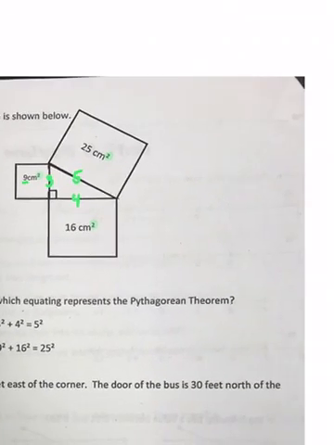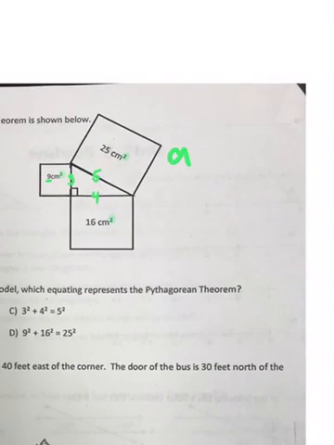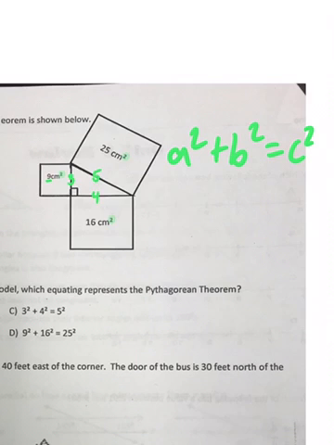If I were to plug that into the Pythagorean theorem, which is a squared plus b squared equals c squared, well, this left side's a, the bottom side's going to be b, just because that's the way I chose to do it. It'd be 3 squared plus 4 squared equals 5 squared.